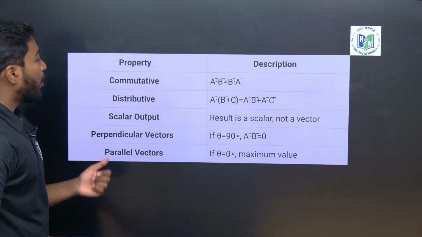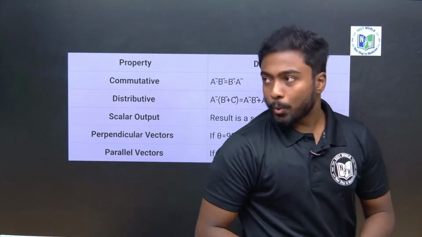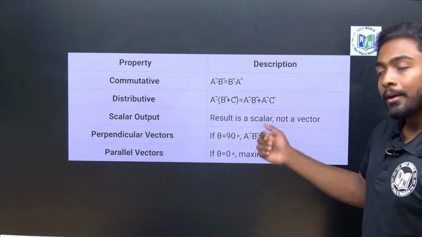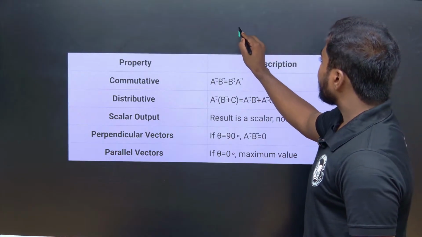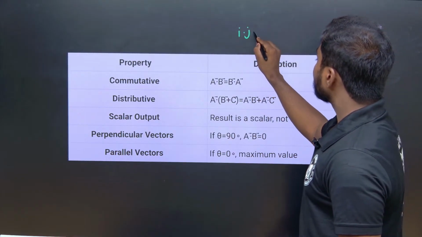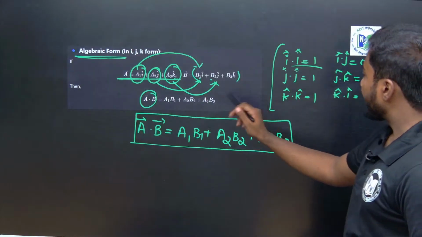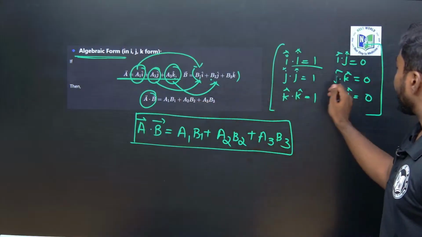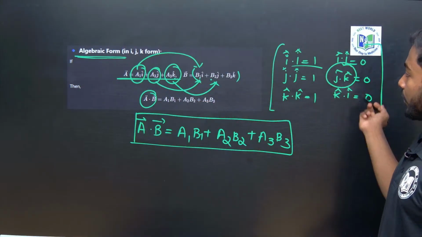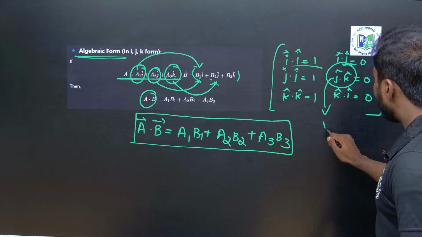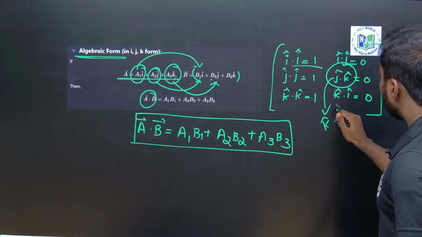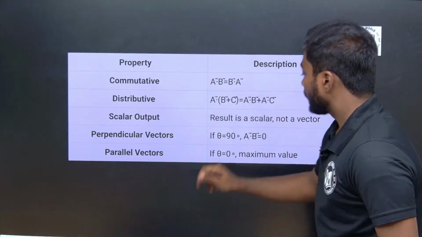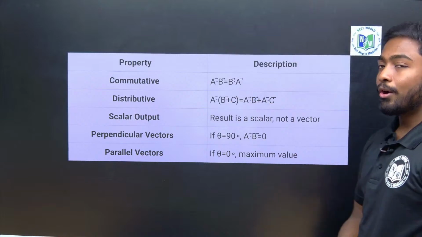Now, properties of the dot product. First one, commutative property. So a dot b is equal to b dot a. We have seen i dot j in the previous case, and k dot i or k dot j. Here I have written j dot k is equal to 0, or I can write k dot j also, both are equal only. That is what has been discussed here. So a dot b is equal to b dot a.